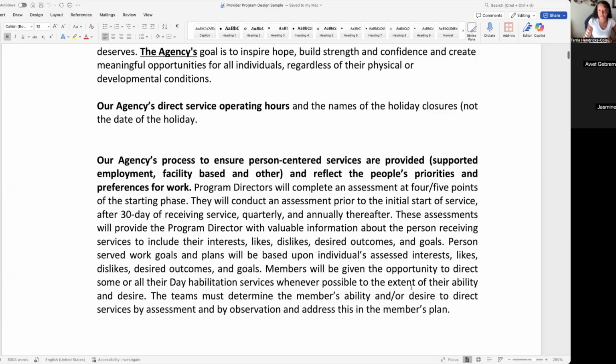Members will be given the opportunity to direct some or all of their rehabilitation services. So you always want to involve your clients in the decision making on the services that they receive. Okay. Whenever possible, you want to extend their ability and desires. So you want to always continue to grow your clients, like we said in our mission and value statement, which was one of the key things. The service that you set up should always be in alignment with extending their abilities and their desires, exposing them to new and more opportunities.